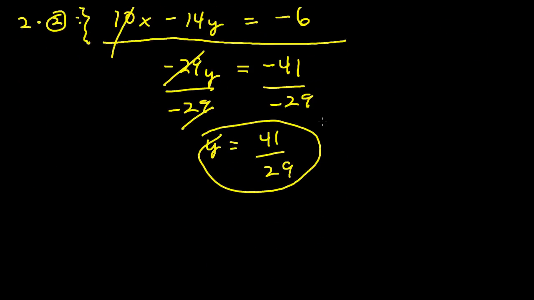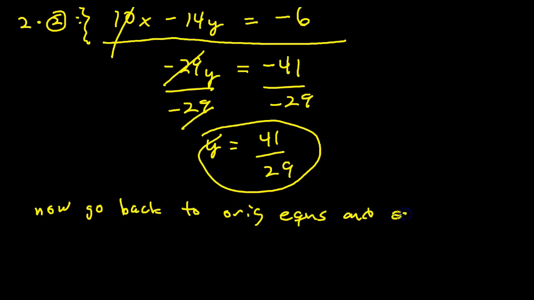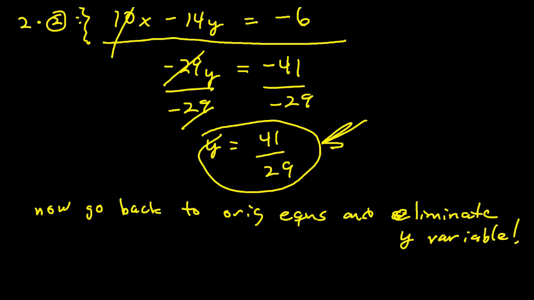So let me go write this out. I'll say now, go back to the original equations and eliminate the y variable to solve for x. And I'm going to need a new screen here. So I'll just remember that y is 41 over 29. Let me get a fresh screen.